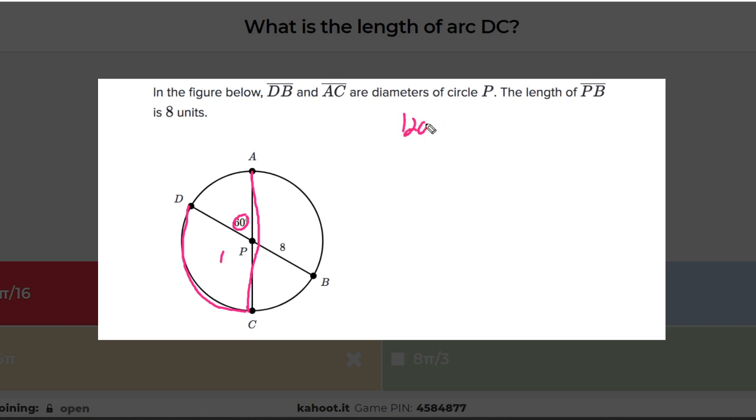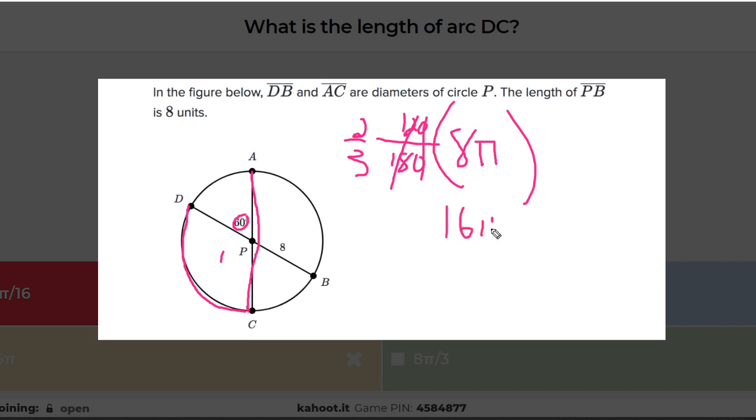So 120 over, this is a radius problem, so I'm gonna put 180 over and then just put the 8 next to the pi. You only have to square it when it's sector area. This reduces to 12 over 18, which is 2 over 3. You just divide them by 6. 8 cannot be divided by 3, so it's just 16 pi over 3.